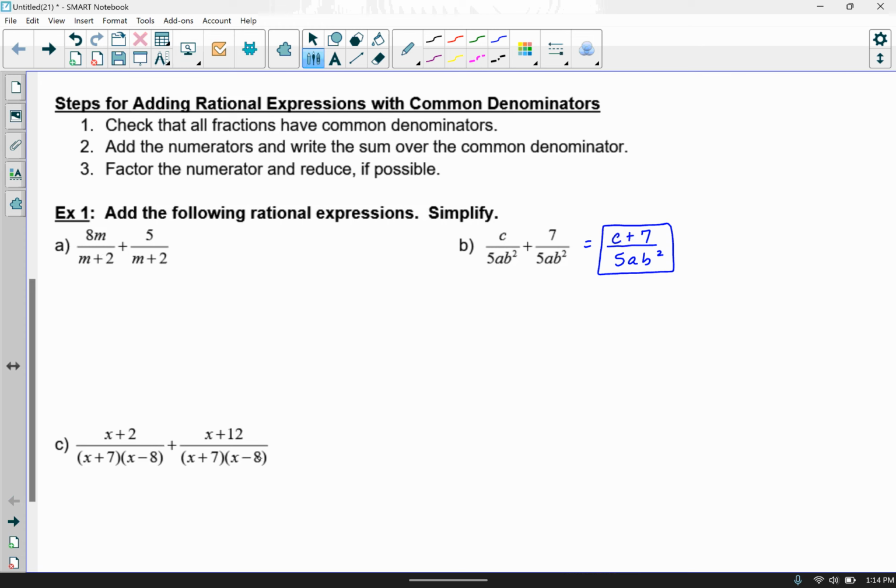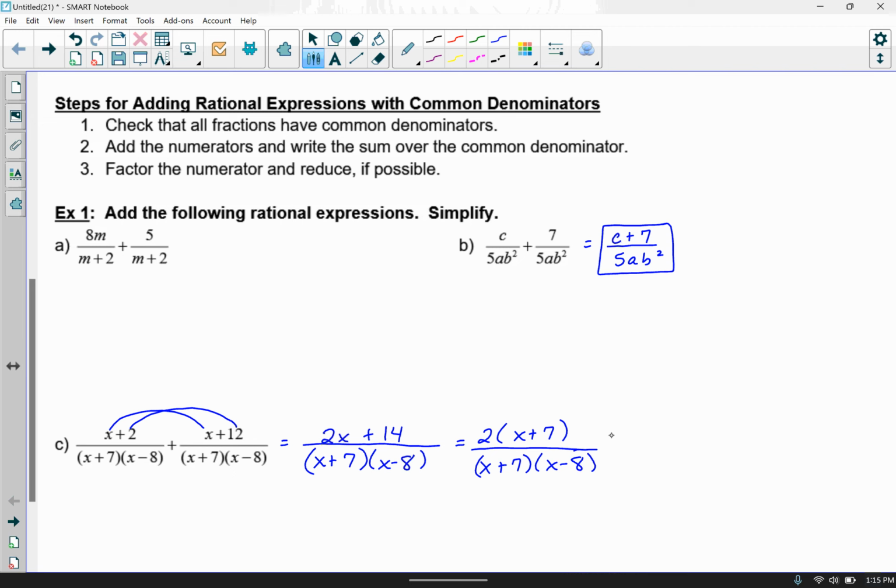Letter C is the same common denominator, so I'm going to bring that common denominator over. And then up top, I'm adding these pieces together. So I'm adding my x's together. So x plus x gives me 2x. 2 plus 12 gives me 14. Now, from here, be sure that you ask yourself, well, can that be factored any further? Do those two terms have something in common? And sure enough, they do. They both have a 2 in common. Factor that 2 out, write what you have left over, and bring that denominator over as well.